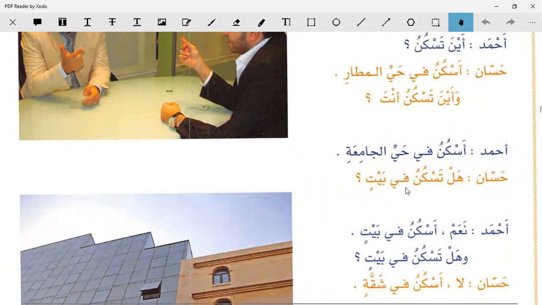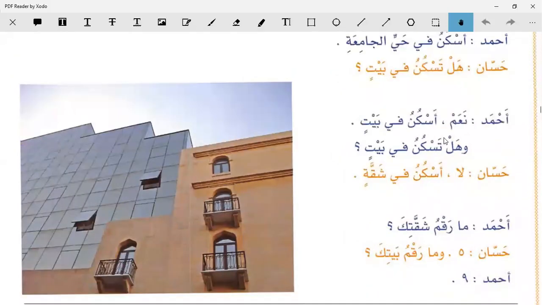Hal taskunu fi bayt, do you live in a house? Naam, askunu fi bayt, yes, I live in a house. وَهَلْ تَسْكُنُوا فِي بَيْتِ, and do you live in a house? لَا أَسْكُنُوا فِي شَكَّ, no, I live in an apartment.